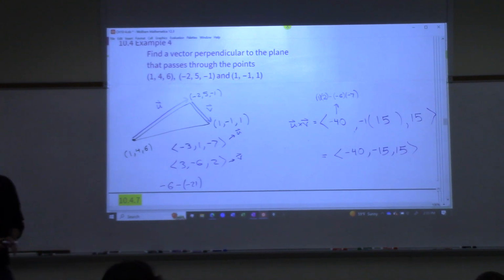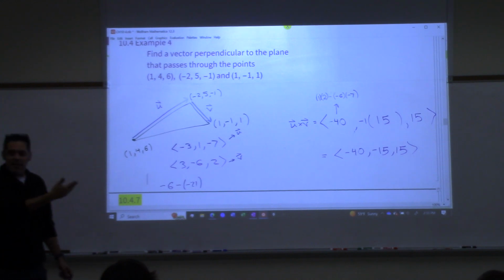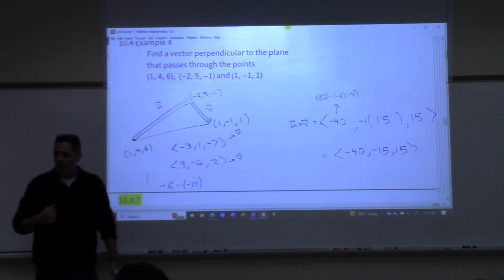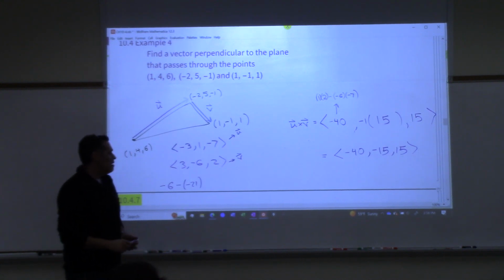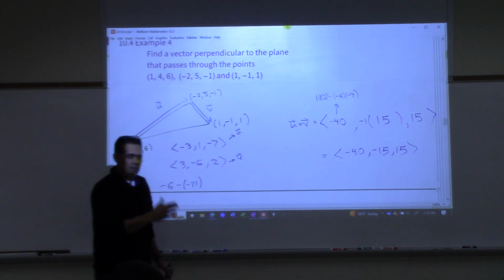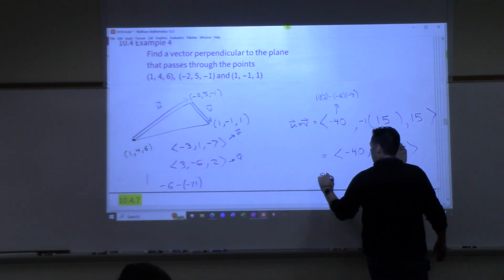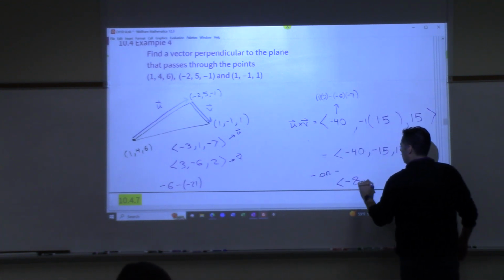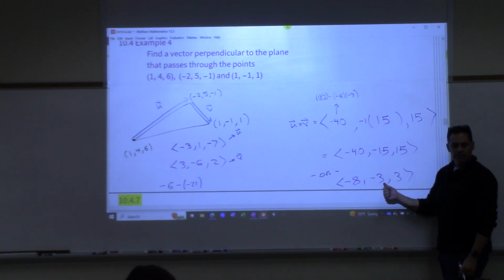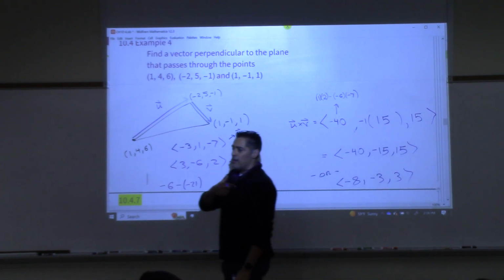Yes? It's kind of a silly question, but could you reduce it? I was actually going to suggest we do it. That is a vector that is orthogonal to the plane, but any scalar multiple of it is as well, right? So we could scale that down. What number goes into all of those, except for 0? 5. You can divide everything by 5. So what would happen if you divide by 5? 8, negative 3, 3. That vector would work as well. You could also multiply by negative 1 to change the signs.